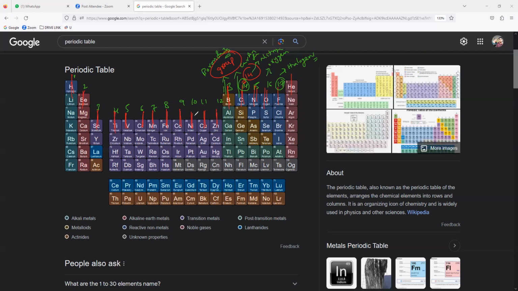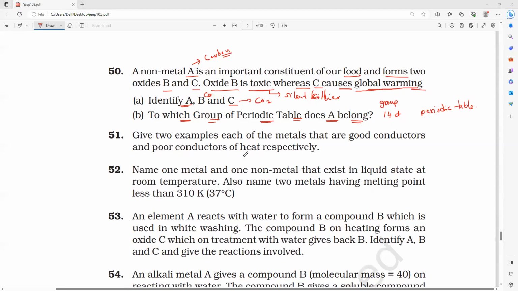14th group. Now, the periodic table has 7 periods. You can notice it: 1, 2, 3, 4, 5, 6 and 7. So 7 periods and 18 groups. That is our periodic table. In that, the 14th group belongs to the carbon family. That is the only answer they are asking. Clear, everyone? So which group of the periodic table does A belong to? 14th group of the periodic table. Please write it. Clear?